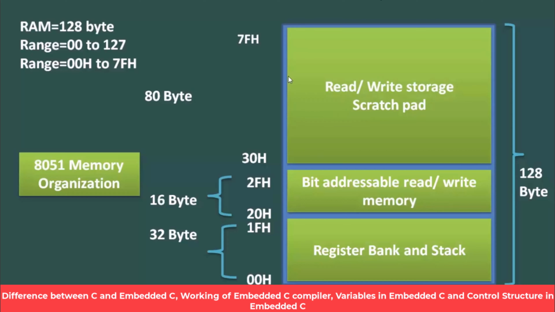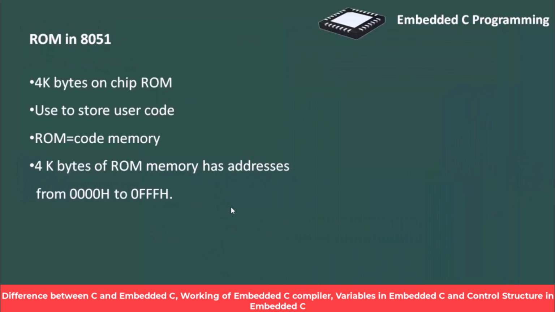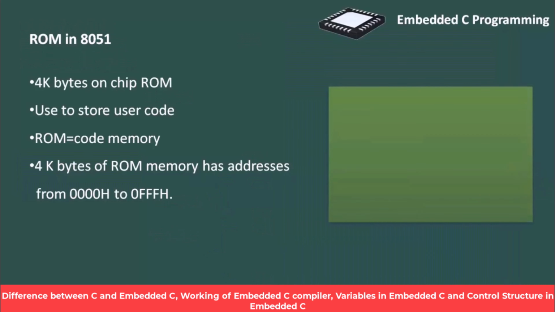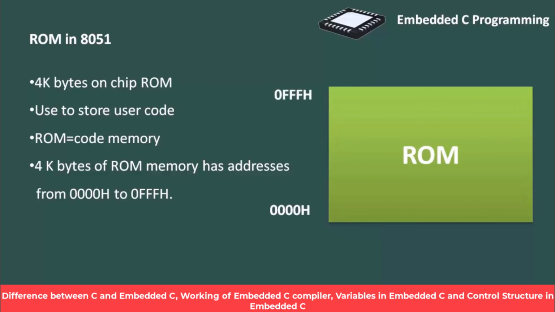Global variables are stored in this memory area, while local variables get stored in either a register or the stack. The 8051 microcontroller has 4 kilobytes of ROM, which stands for read-only memory, starting from address 000H to 0FFFH. Read-only memory is also called code memory because the code written under the void main function and any other function gets stored in these memory locations.